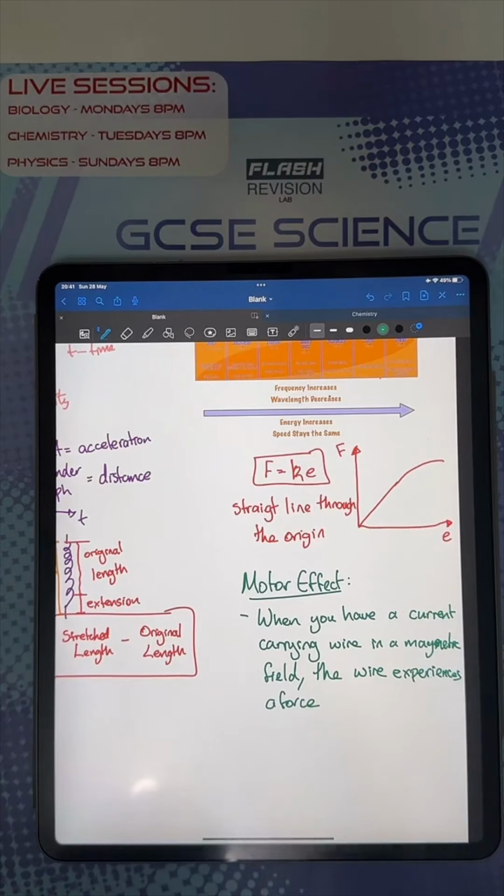Magnetic field is any area where a magnet experiences a force. So you have a magnetic field around any magnet, because if you bring a magnet close to it, it's going to either attract or repel. That's a magnetic field. It's not something you can see, but anything magnetic will have a magnetic field around it.